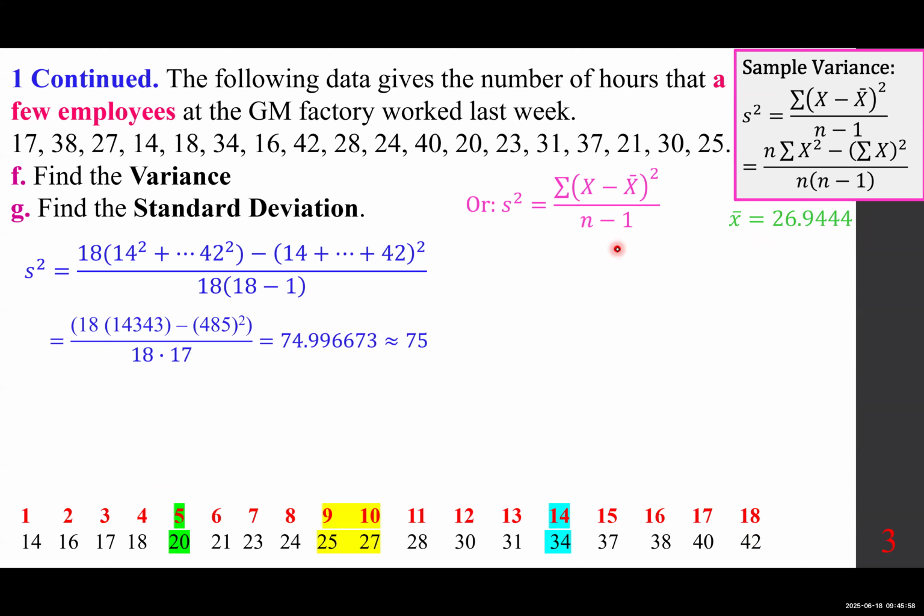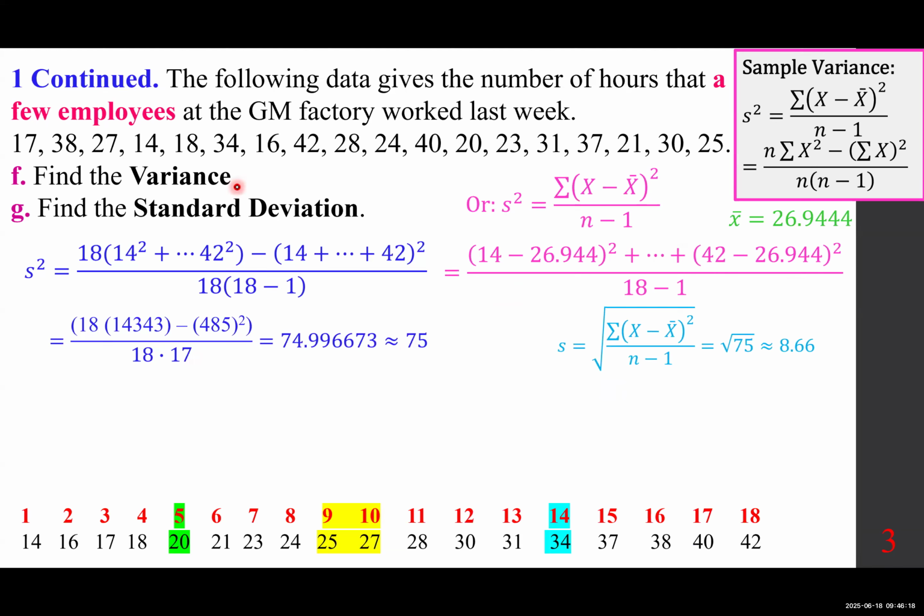And they both result in the same thing as far as the variance is concerned. So whether you go this way or this way, you will get to the same answer. Which one is easier, you decide. And standard deviation is the square root of that.